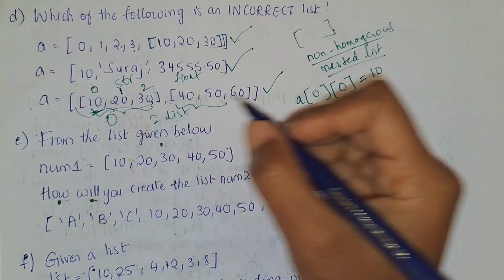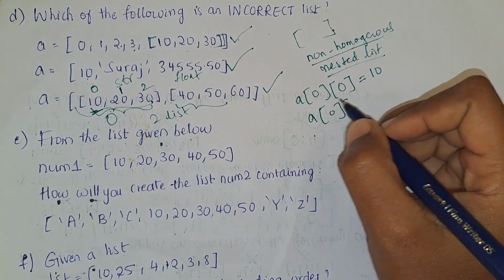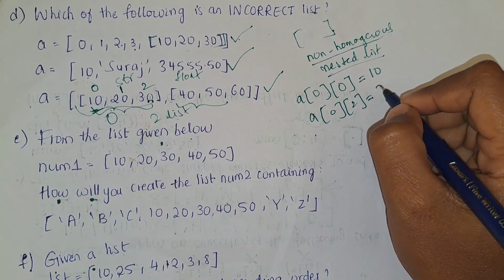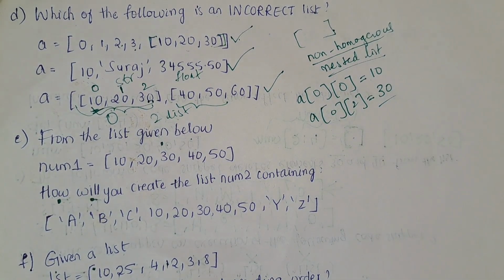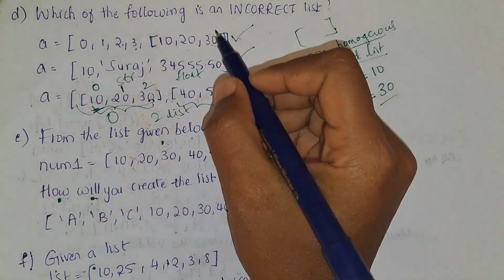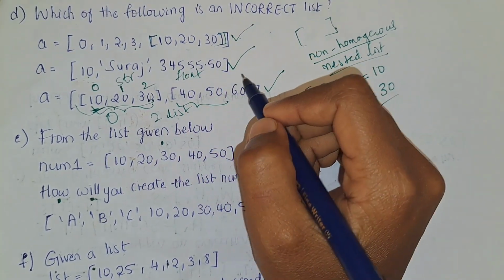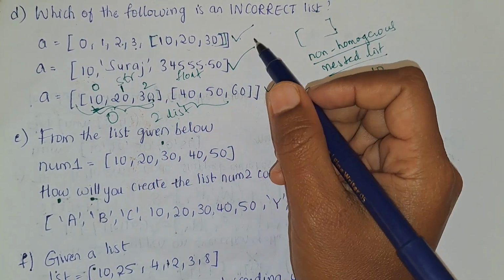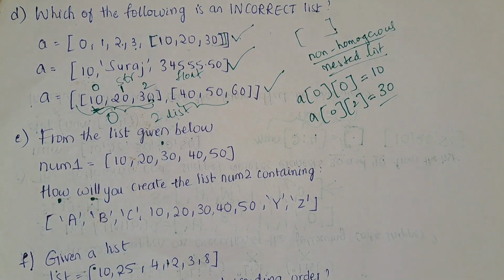If you want to access 30, then a of 0 of this is index 2. So you have to take it like this, then you will get 30. So for this question, there is no incorrect list given. So these three approaches are correct for storing the items in the list.